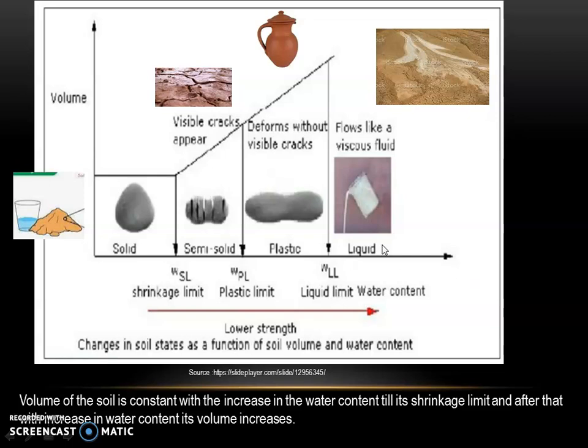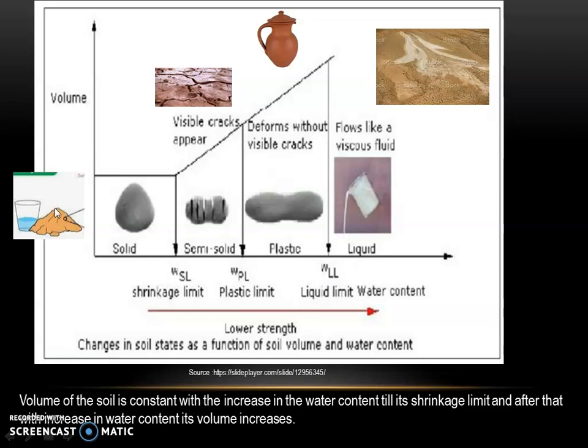So the same can be explained here with this sketch, and this sketch can be remembered in order to define 4 states of the soil, that is solid, semi-solid, plastic and liquid state, and also to define Atterberg limits, that is shrinkage limit, plastic limit and liquid limit.